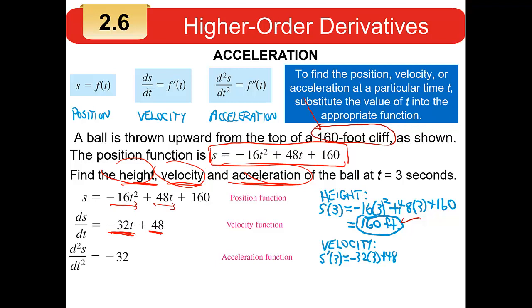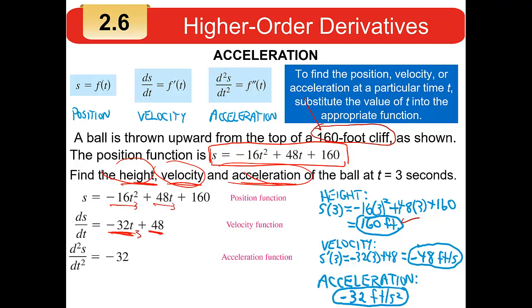The velocity is the first derivative of the position function. So you'd plug t equals 3 into the velocity function. That's negative 32 times 3 plus 48. That comes out to be negative 48, and this is in feet per second. And finally, the acceleration is the derivative of the velocity, which is the second derivative of the position function. And notice it's negative 32. The units happen to be feet per second squared. It's just negative 32 because there's no t in that expression.